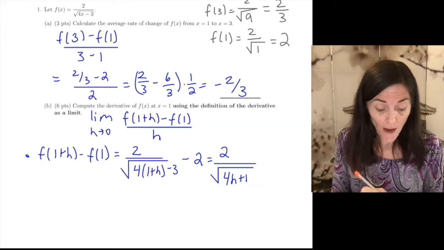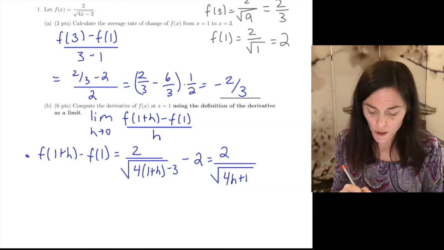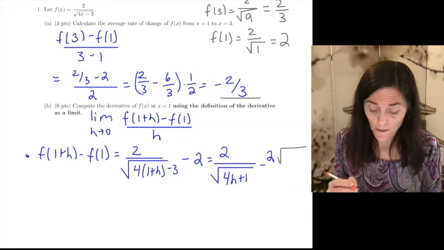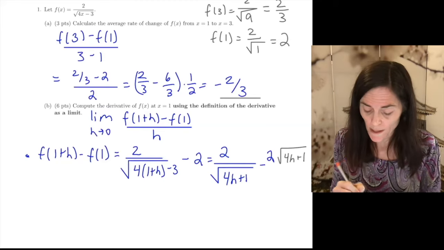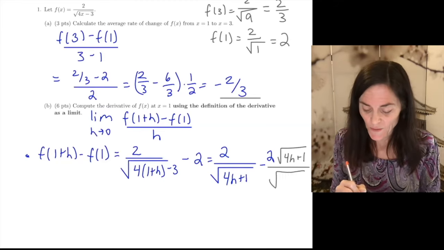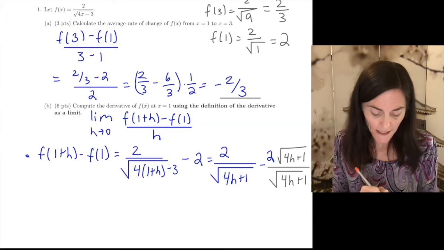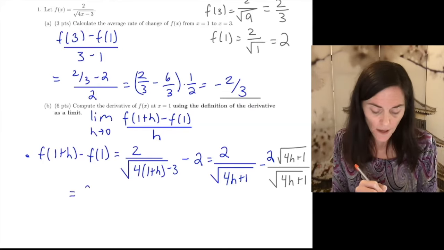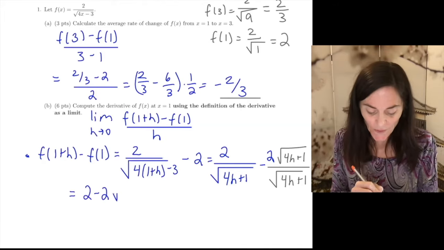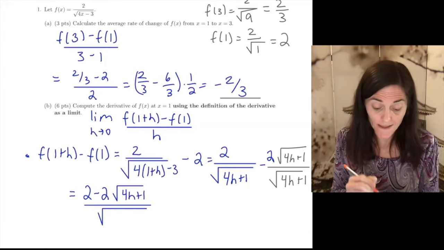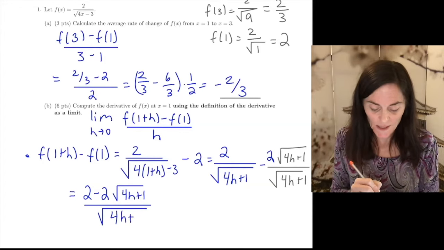Now, what I will do is get a common denominator, which is square root 4h plus 1. So I will go ahead and multiply this 2 by this common denominator of square root 4h plus 1 divided by square root 4h plus 1. Now you see I can add. I have one fraction and it has this common denominator. I have 2 minus 2 square root 4h plus 1, and then divided by this square root 4h plus 1.